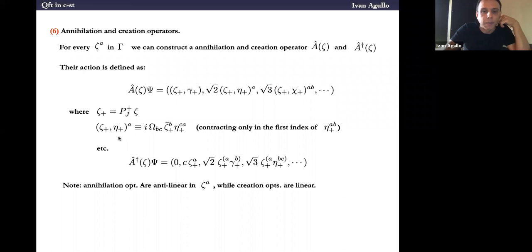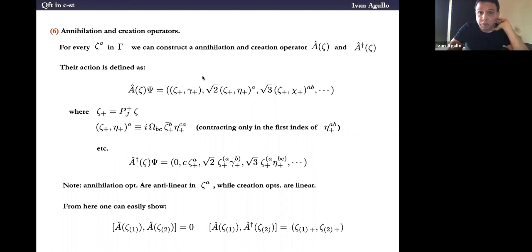Also, notice that annihilation operators are antilinear in zeta, and creation operators are linear. And you can check from these definitions, which are a bit abstract, and you need to look at them in detail. I recommend you do it: annihilation operators always commute among themselves. Creation operators also, if you take the dagger of this equation. And annihilation with creation, the commutation is given by the symplectic product of the two elements, zeta one and zeta two. And you can check that out of these equations. I recommend you do this exercise.